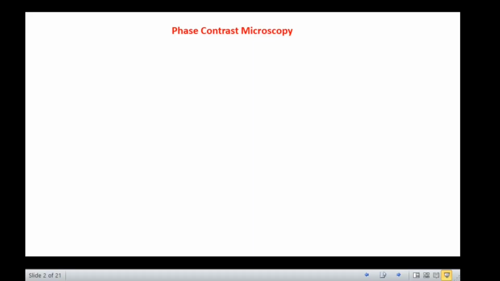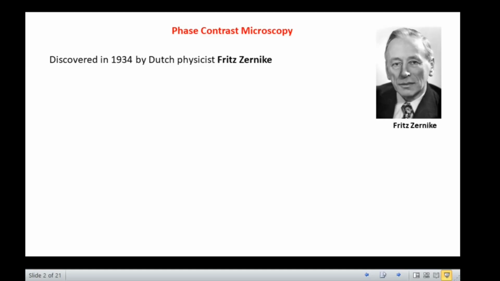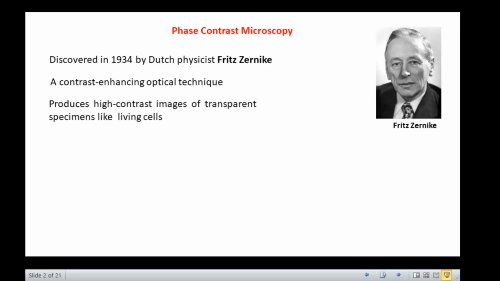Phase contrast microscopy, first described in 1934 by Dutch physicist Frits Zernike, who was awarded the Nobel Prize in 1953, is a contrast enhancing optical technique that can be utilized to produce high contrast images of transparent specimens such as living cells, microorganisms, thin tissue slices, and subcellular particles.